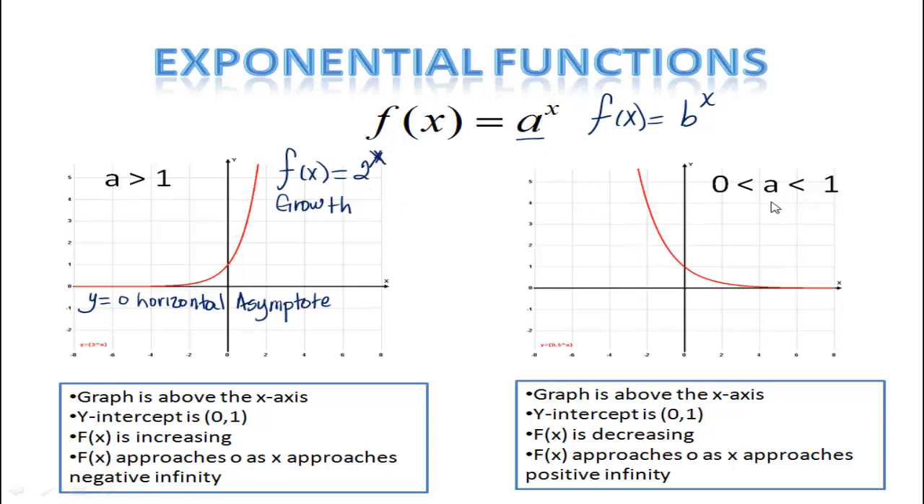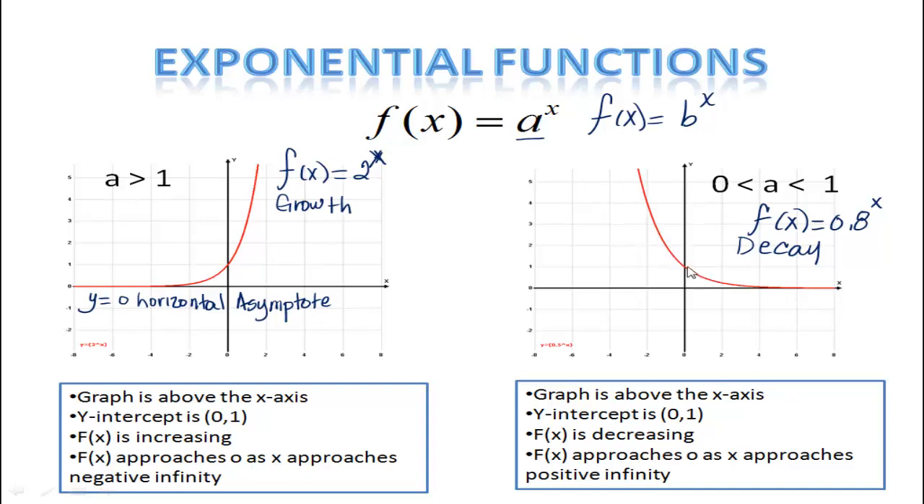When a is a value that's between 0 and 1, for example, if f of x is equal to 0.8 to the x power, notice 0.8 is a positive number, but it is less than 1. So it's between 0 and 1. Whenever you have a number between 0 and 1, it's positive, it's less than 1, then your exponential function is going to look like this. It's going to be decreasing, and we also call that decay. Okay, decay. So it's going to be very similar to this one, but it's going to be decreasing.